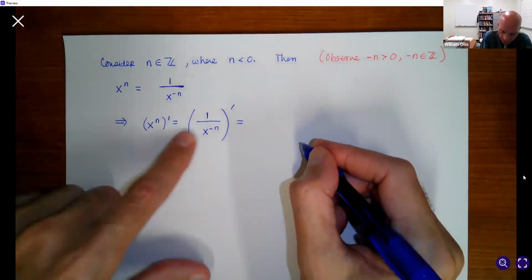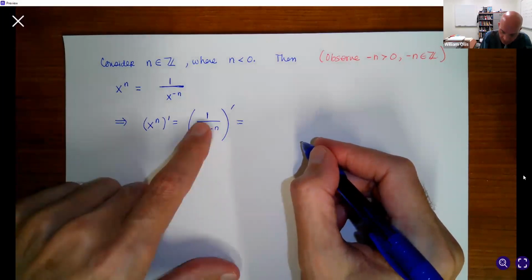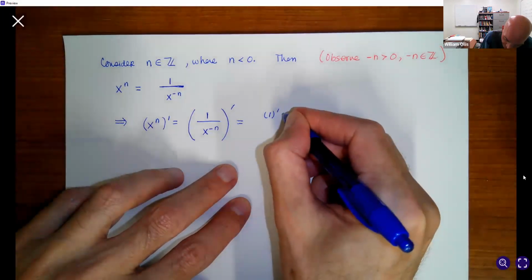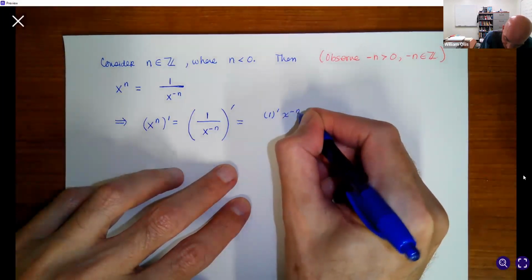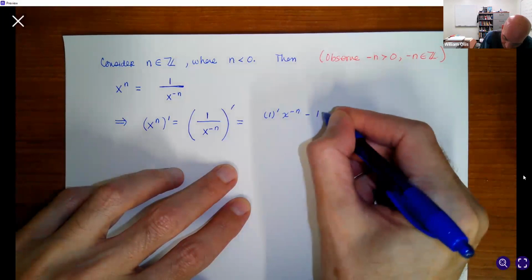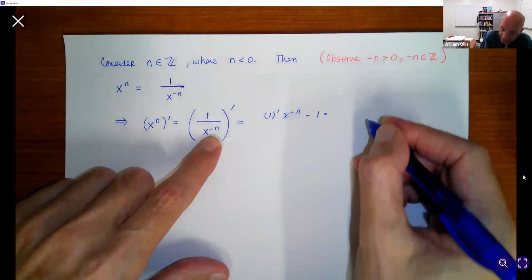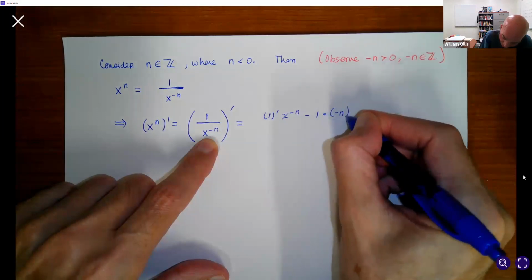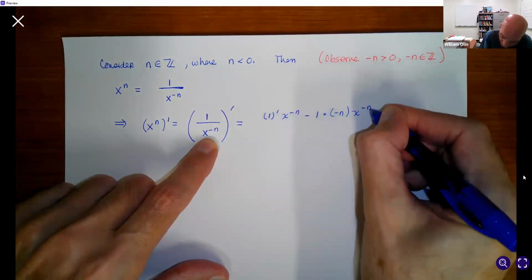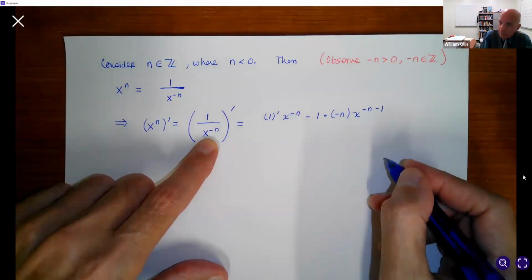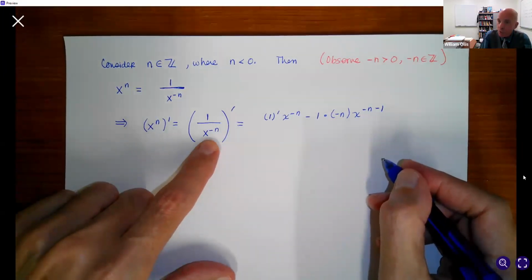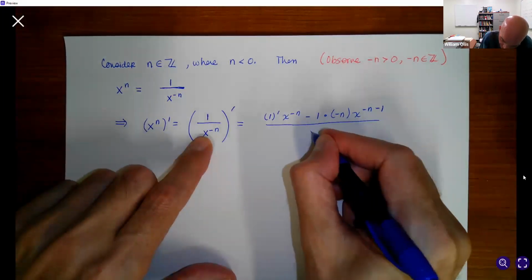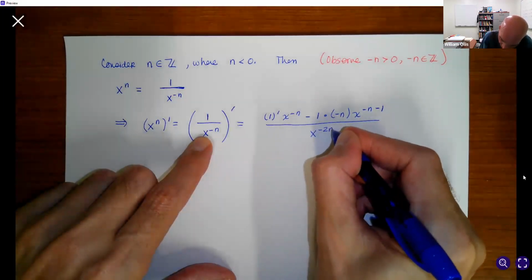So now when you look at this, we can just apply the quotient rule. So we have 1 prime, well, that'd just be 0, times x to the minus n, minus 1 times, and that will apply the power rule. This will be negative n times x to the negative n minus 1, just applying the power rule, which we know to be true for positive integers. And then we square this, so this is x to the minus 2n.